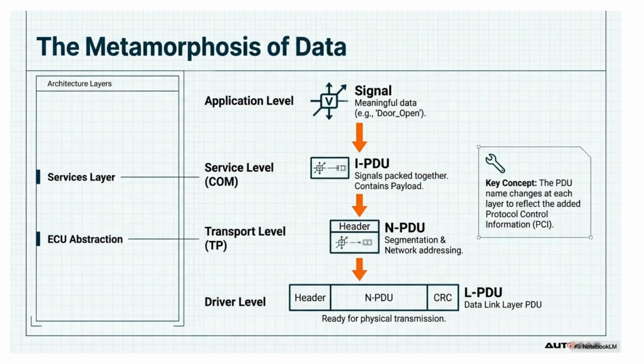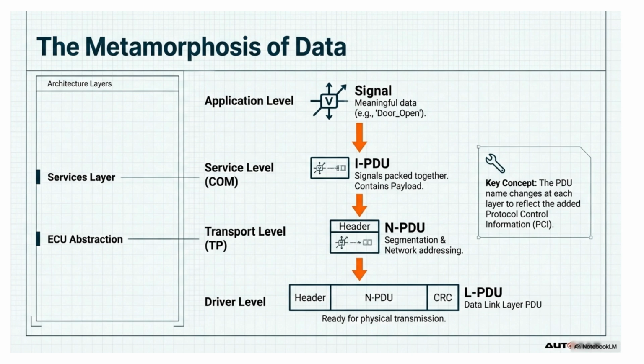In this section, we examine the metamorphosis of data, which describes the fundamental evolution of information as it descends through the AUTOSAR communication layers. Communication begins at the application level in the form of a signal, representing a single functional value like a door status or temperature. As this signal enters the service level, the COM module performs the first major transformation by packing multiple signals together into an interaction layer PDU or IPDU. This transition is a critical boundary. The signal-oriented interface used by the application ends here, and the data is now managed as a protocol-independent payload ready for routing.